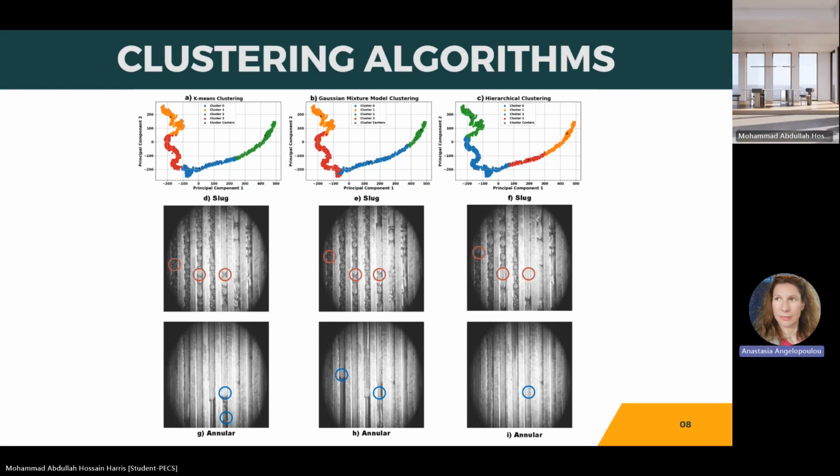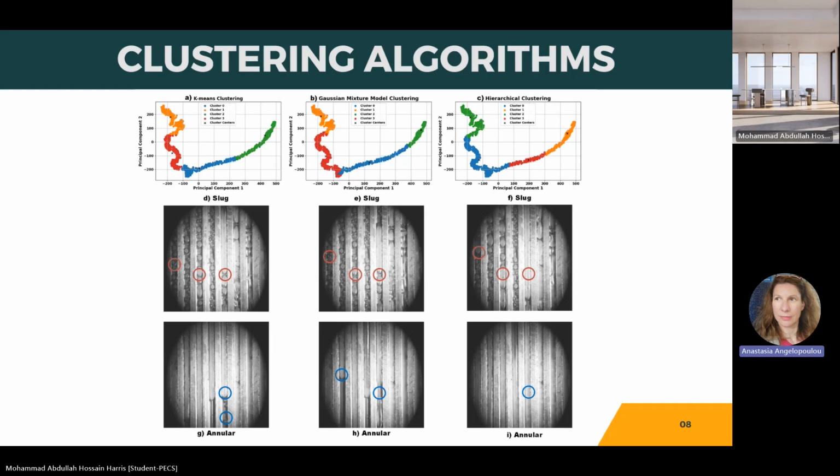Now, these are the results that we got from the clustering algorithms. And as I mentioned earlier as well, with the regimes, we want to get rid of the subjectivity and improve the generalizability of the models and make it standardized, so that when it goes from one system to another, someone doesn't say, oh, why is this a slug flow? Why can't it be an annular flow?